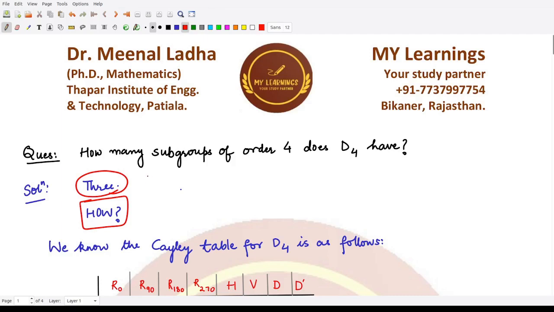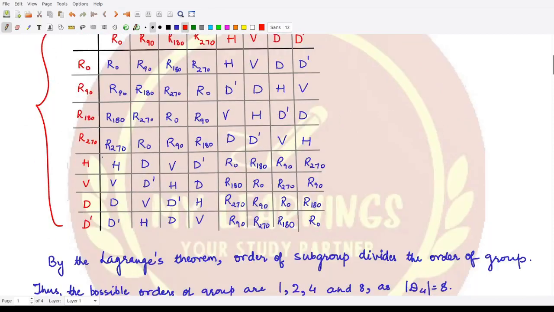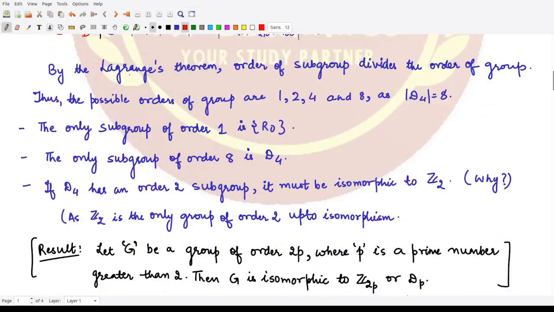right? Okay, moving forward, we know the Cayley table for D4, right? This is the Cayley table. Now for this Cayley table, using this and using Lagrange's theorem, which we already know, the order of a subgroup divides the order of the group. Here the group is D4, its order is 8. So what all divisors do we have of 8? 1, 2, 4 and 8.